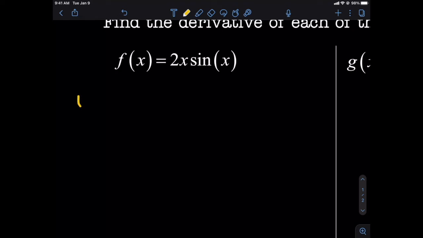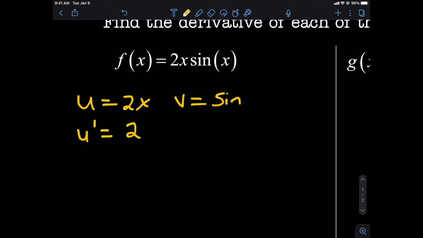First we'll write u. U is the first part of your function, so 2x this time. The product rule also needs u prime, so the derivative of 2x is just 2. Next, we write v. V is the second part of your equation. For us, that's sine of x. We write that down, and then we also need v prime. The derivative of sine is cosine of x.